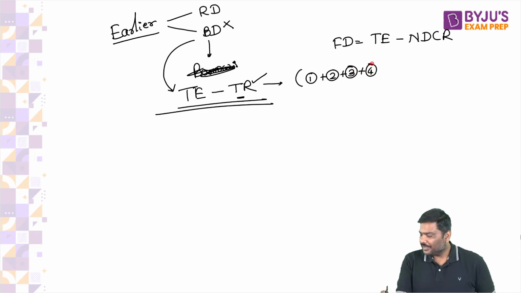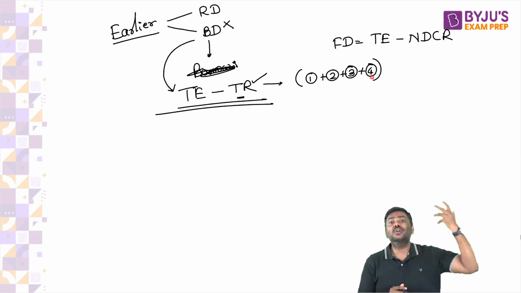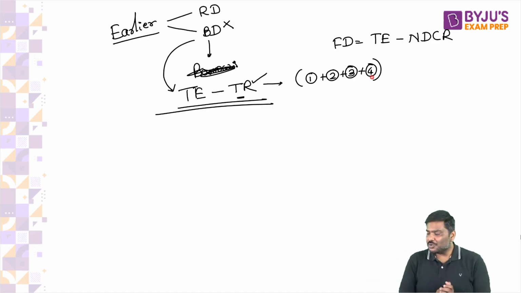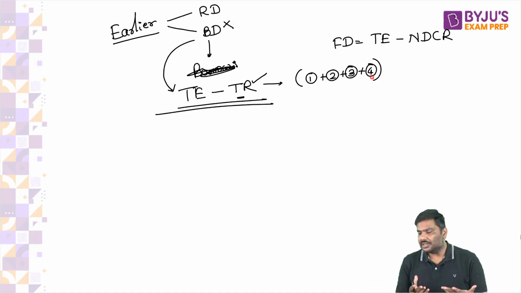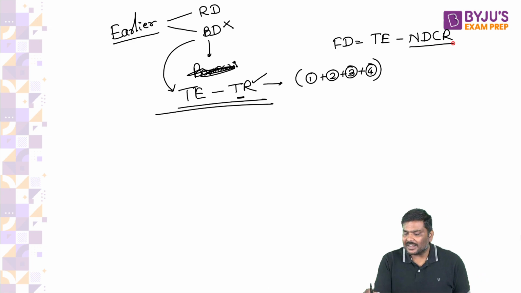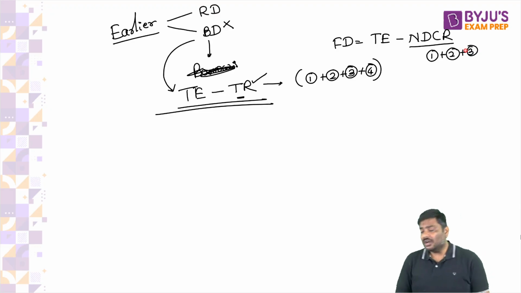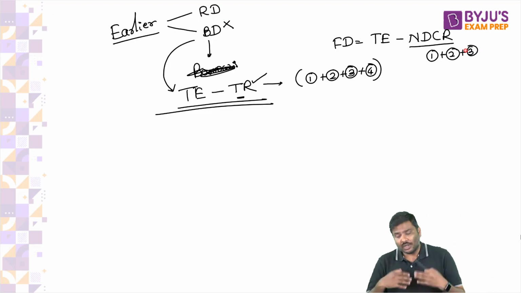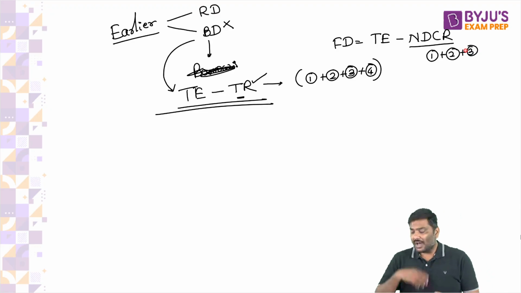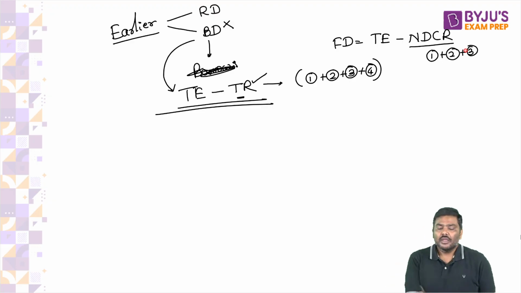Correct or not? If you remember the picture, what are total receipts for you? 1 plus 2 plus 3 plus 4. Correct or not? Whereas non-debt creating receipts is basically 1 plus 2 plus 3. Both are different. Don't say both are one and the same. Both are different.